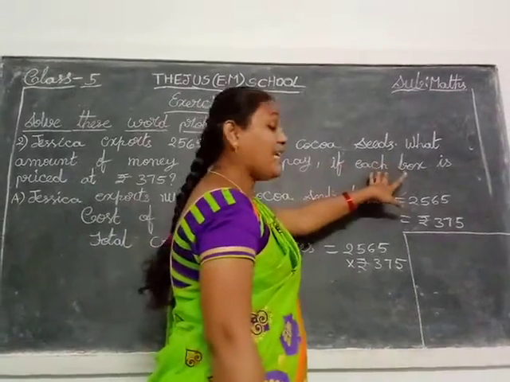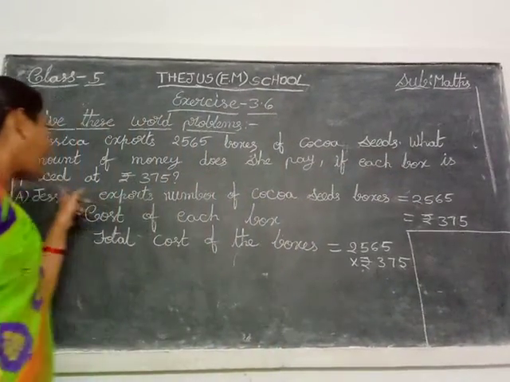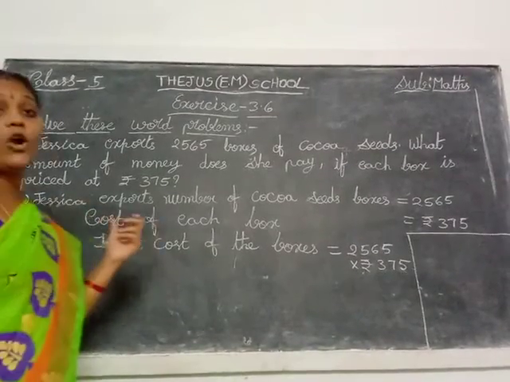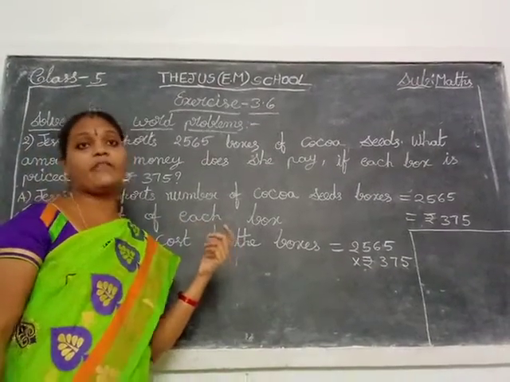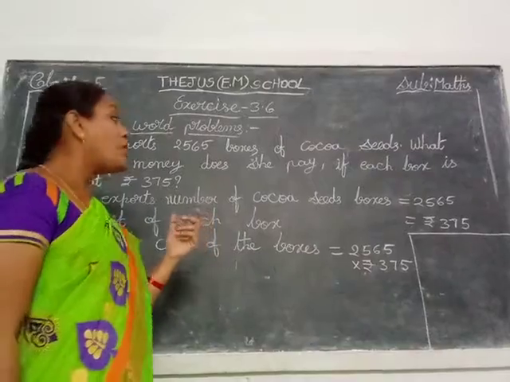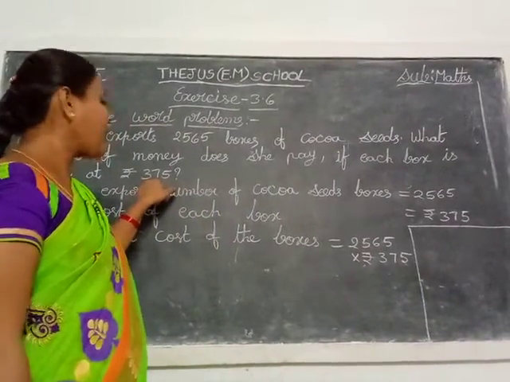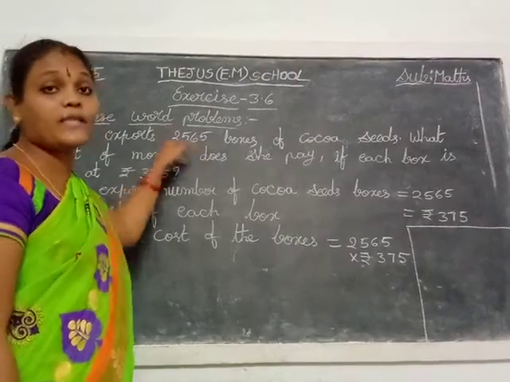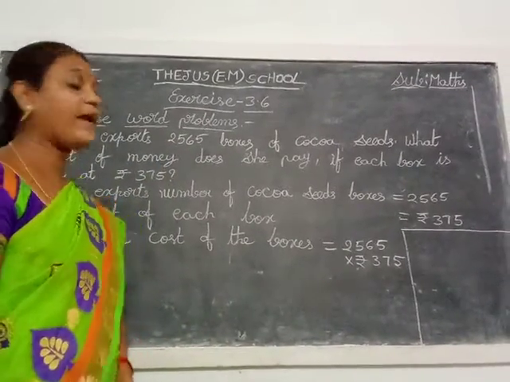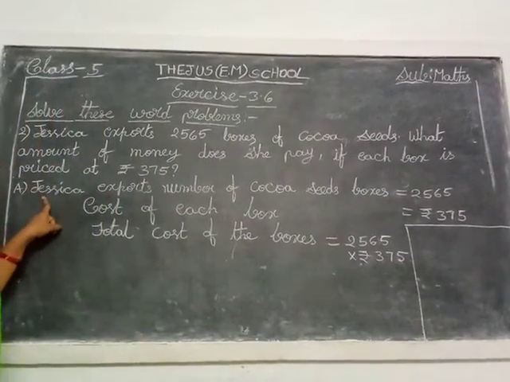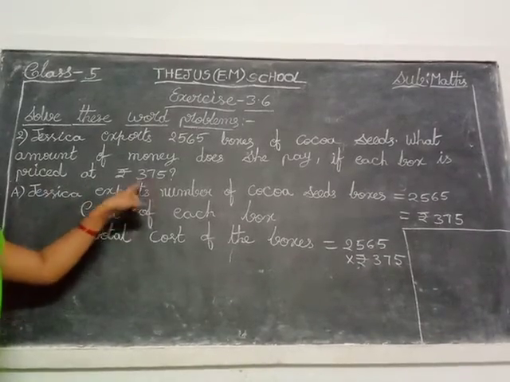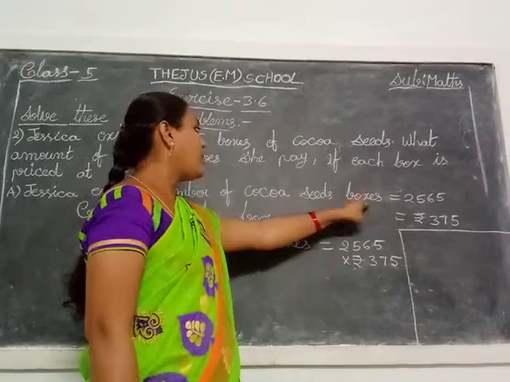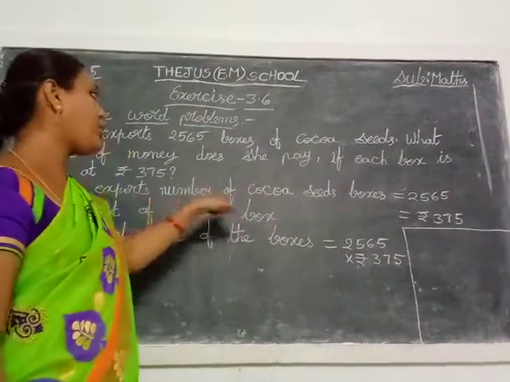But if each box is priced at 375 rupees. So each box cost is 375 rupees. Okay, children? Each box 375 rupees. Like that, 2,565 boxes, how much is the cost? Now we find out. So first write the words. Jessica exports number of cocoa seeds boxes. Okay? Number of cocoa seeds boxes.